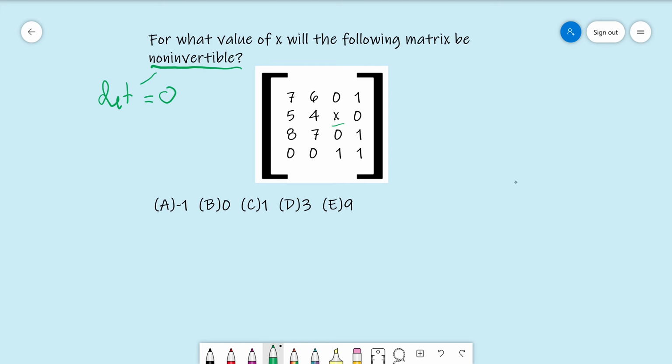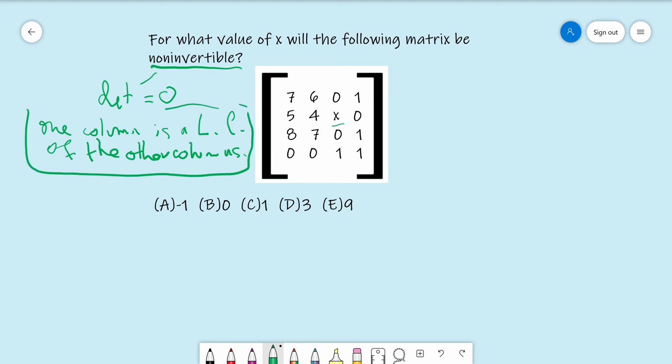Here I'll write one column is a LC. LC means linear combination of the other columns. So the question is, what value of x will let us write the third column as a linear combination of the first, second, and fourth column?